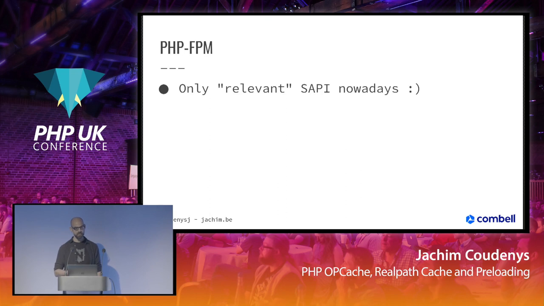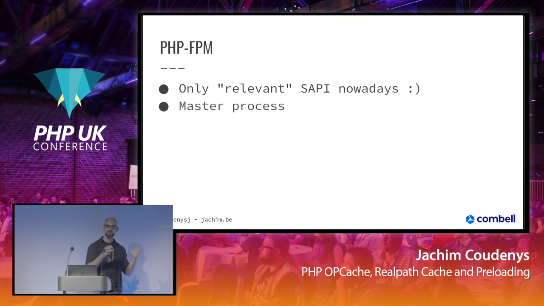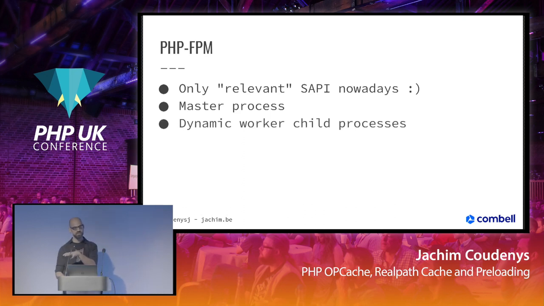So what is FPM? We have a front-end web server like Apache or Nginx. If we have a PHP file that has to be executed, we forward that request to the FPM. So for instance, we have a master process listening on port 9000, and every time a request comes in, the master process looks if there are any child processes available, and then creates one or just forwards it to the running child process.